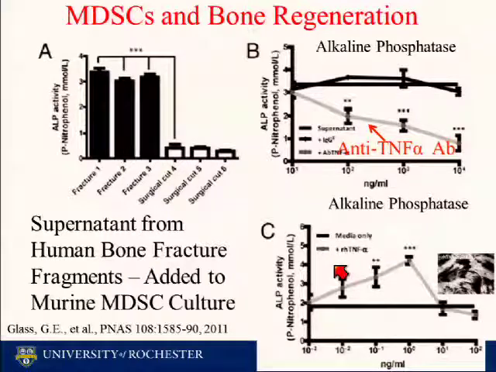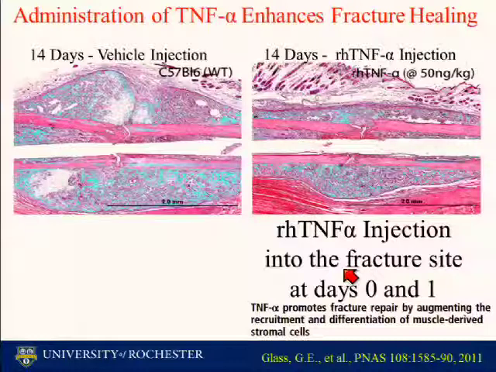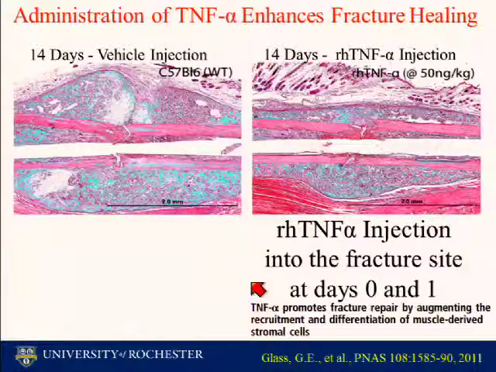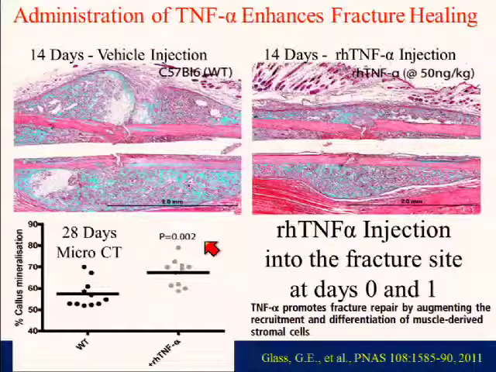Now, then they finally did a gain of function experiment in the mouse where they injected recombinant TNF-alpha, and they observed, again, that this could enhance the fracture healing process. And they looked at the callus mineralization, and again, the recombinant TNF-alpha had an effect on these stem cell populations in vivo in a setting of fracture.